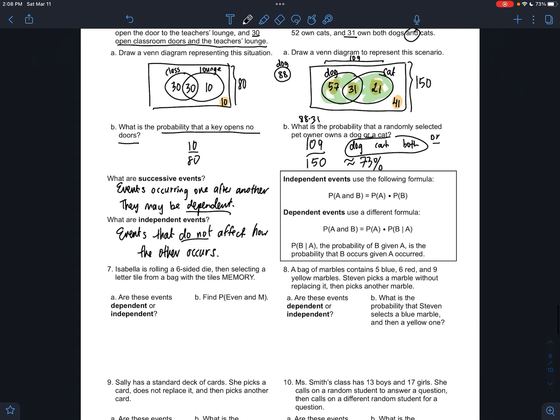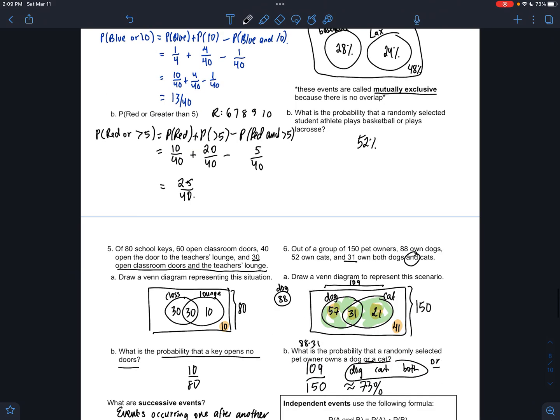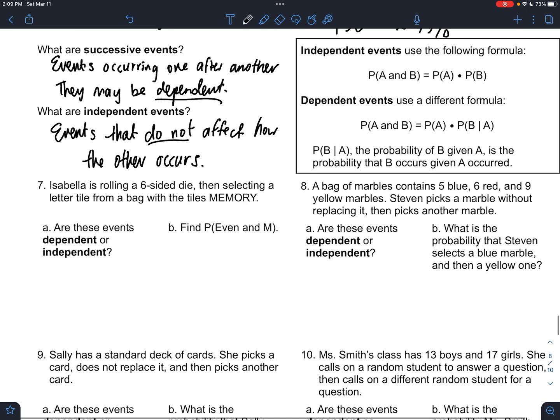Okay, we're going to finish up in notes by looking at a special type of compound event, the successive event. Whereas the other ones we've taken notes on can happen at the same time, like you're drawing one marble, or you're looking at one person and one vote, a successive event is talking about events that occur one after the other, right?